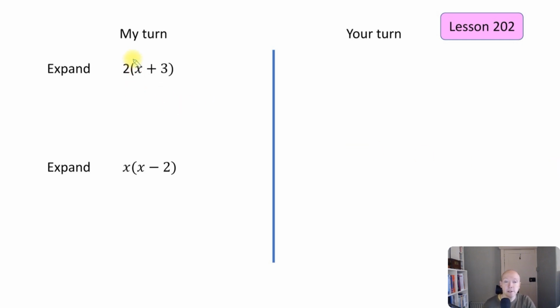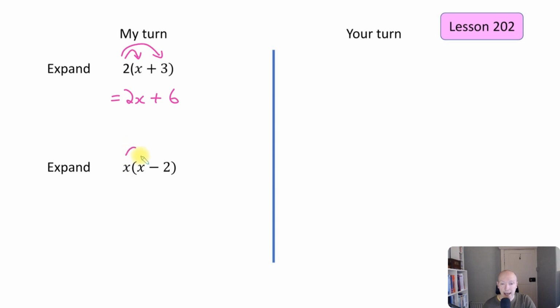Right, moving on. So we've got a couple of expand questions. With expand, remember what we're doing is multiplying everything on the inside by whatever's on the outside. So in this case, I'm going to do 2 times x is 2x. I'm a big fan of these arrows. I think it really helps remind you that you're multiplying in each case. So 2 times x is 2x. 2 times 3 is positive 6.